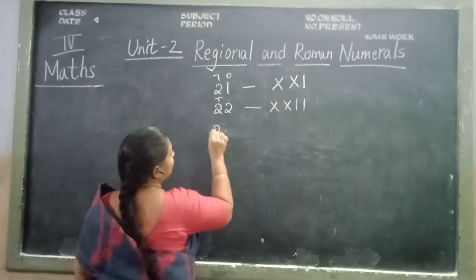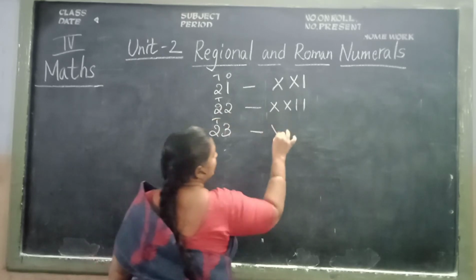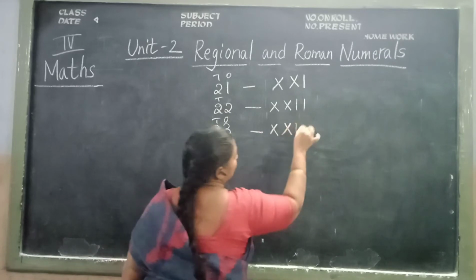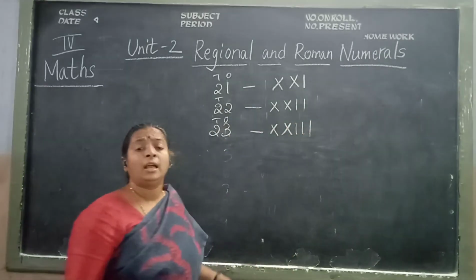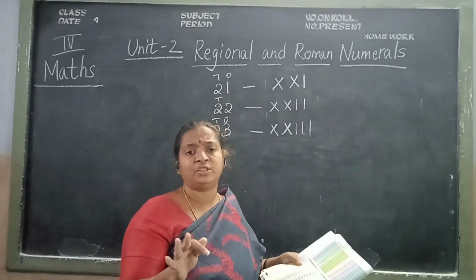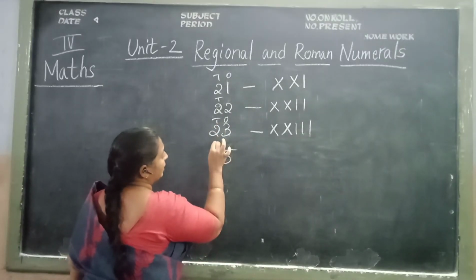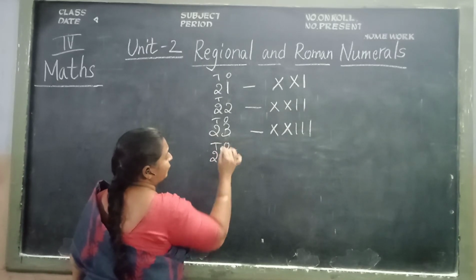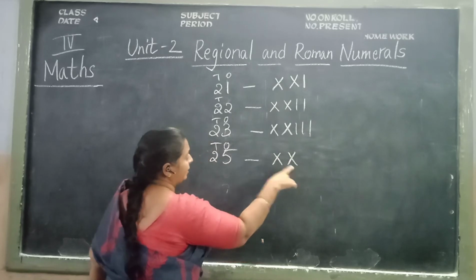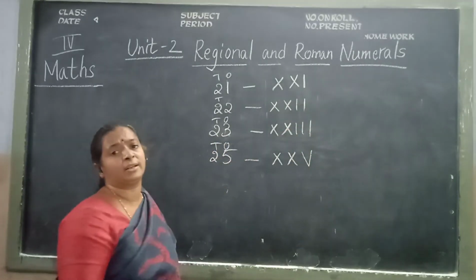See, children, 23. Again 2 tens. So 2 tens, 3 ones. 3 ones, children. So we'll present it like this. Like this, from 21 to 29 we can write, children. From 21 to, say, 25. See, children, 25 again. Suppose 25: 2 tens, XX, 10, 10. 5, we have a symbol, children. The Roman numeral we should write like this, children.